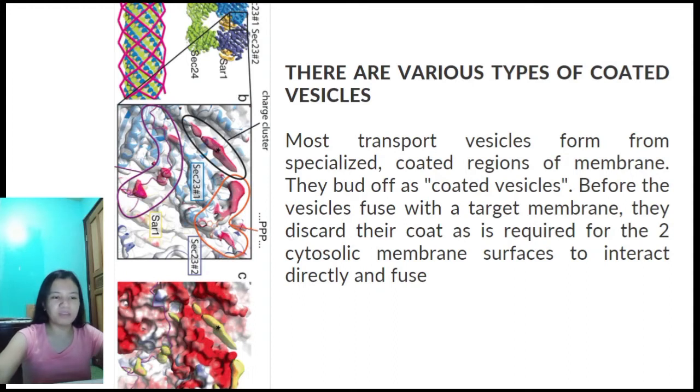Mostly yung mga transport vesicles daw is nabubuo sila galing sa mga specialized coated regions ng membrane, which is nagbabad off sila as coated vesicles. So before the vesicles fuse with the target membrane, they discard their coat. So bago mag-fuse yung mga coated vesicles sa isang target membrane, nagdi-discard muna sila ng kanilang coat, which is required for the two cytosolic membrane surfaces to interact directly and fuse.